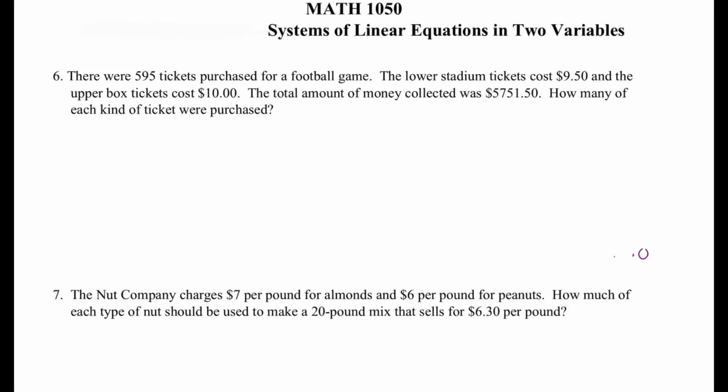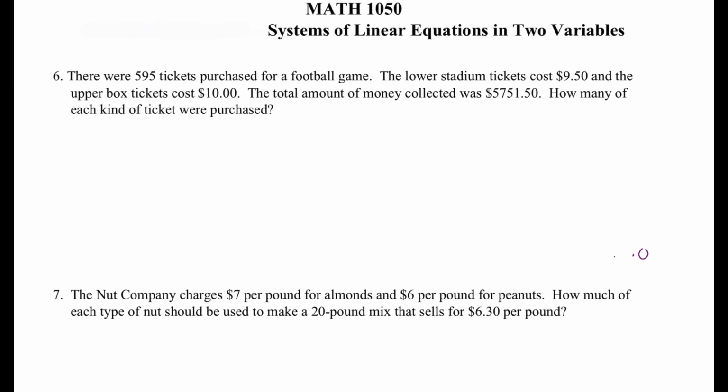First, let's read problem number 6. There were 595 tickets purchased for a football game. The lower stadium tickets cost $9.50 and the upper box tickets cost $10. The total amount of money collected was $5,751.50. How many of each type of ticket were purchased?